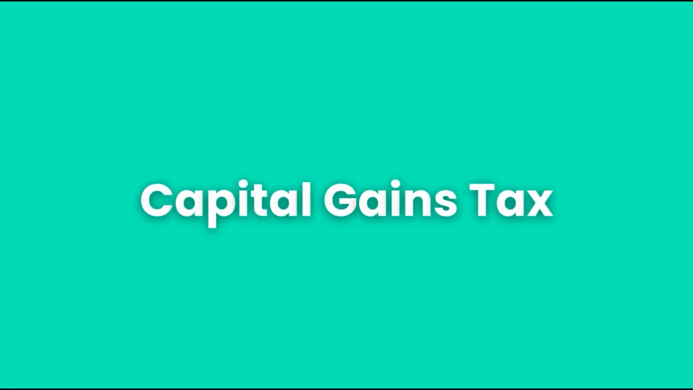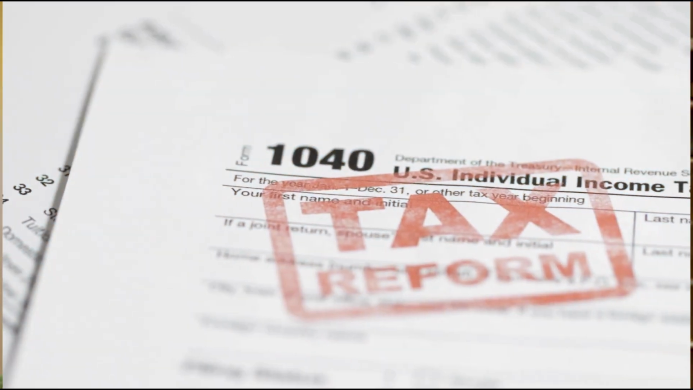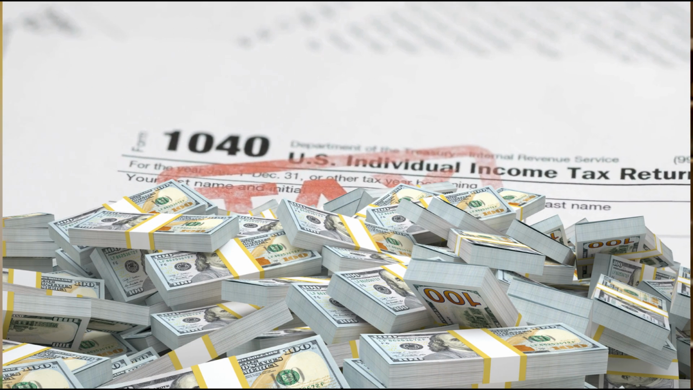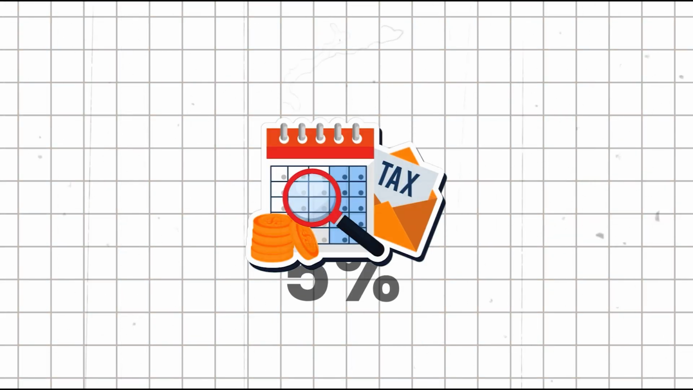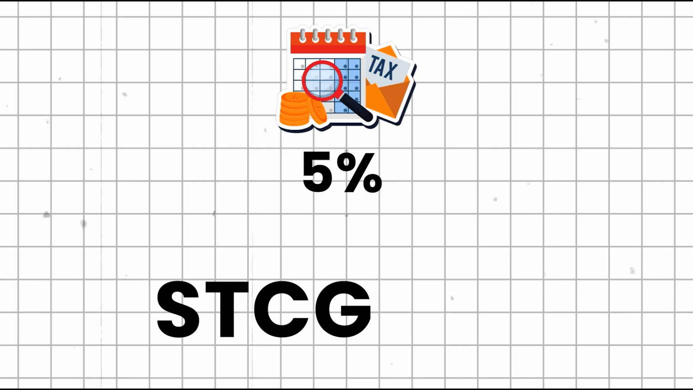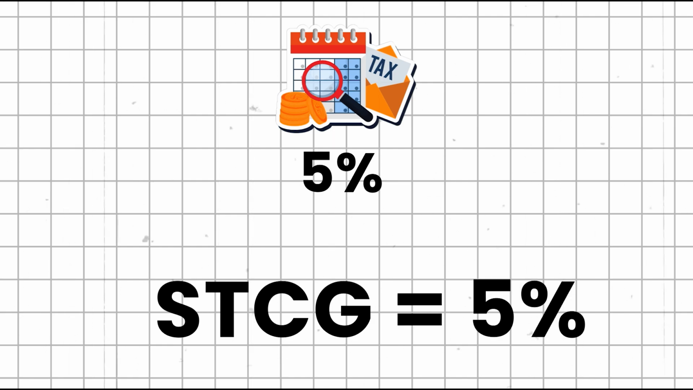Now, tax is levied on different types of income. First up is capital gains tax, which means you have to pay taxes on the profit you made from an investment. If you held the asset for less than 24 months, you need to pay STCG or short-term capital gains tax as per your income tax slab in India, which means if as per the income tax slab, your tax liability is 5%, then STCG tax will also be 5%.